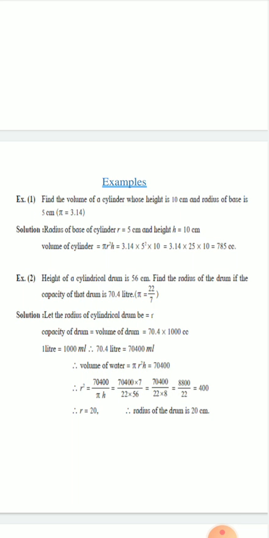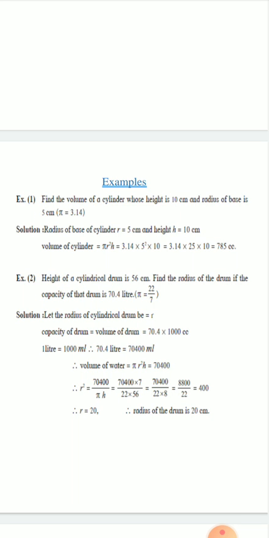Either they will ask you to find out the radius of the drum, or they will ask you to find out the diameter of the drum. If the radius is 20, you can simply calculate the diameter. Or there may be one change: they will also ask you to calculate the height of the drum if the radius is provided. In the same way you have to calculate.